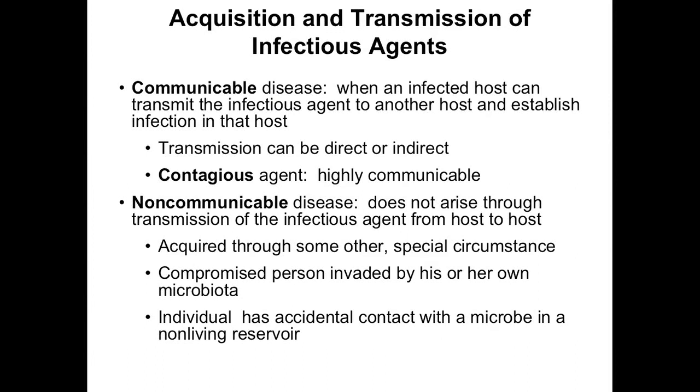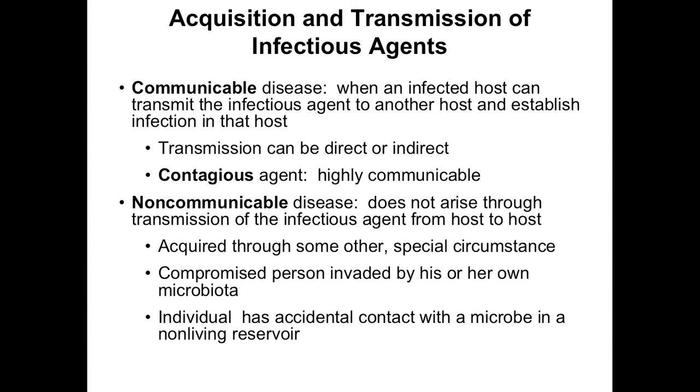So how are these pathogens transmitted? You can have a communicable disease. This is the vast majority of them. It can be transmitted from one host to another host, whether that's through saliva in the mouth, through blood, through urine, through feces, whatever the case may be, it's still transmitted directly or indirectly from one human to another.